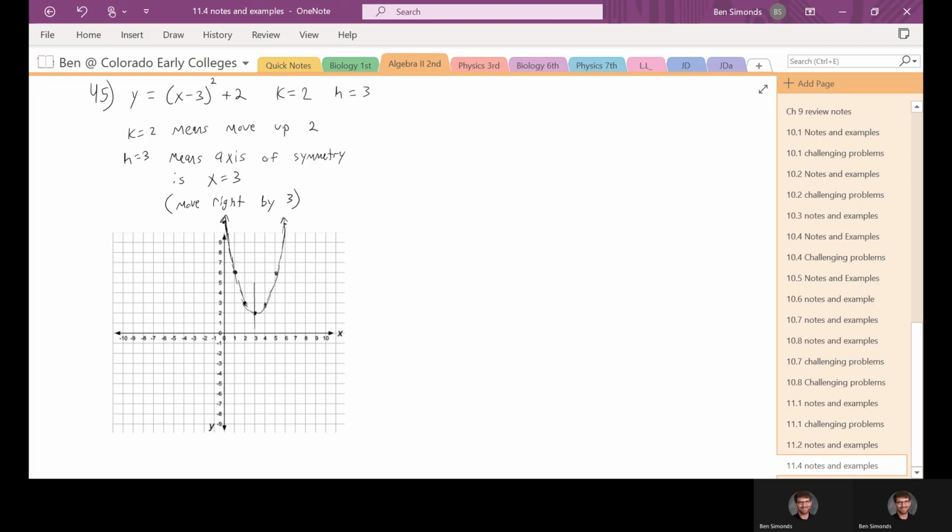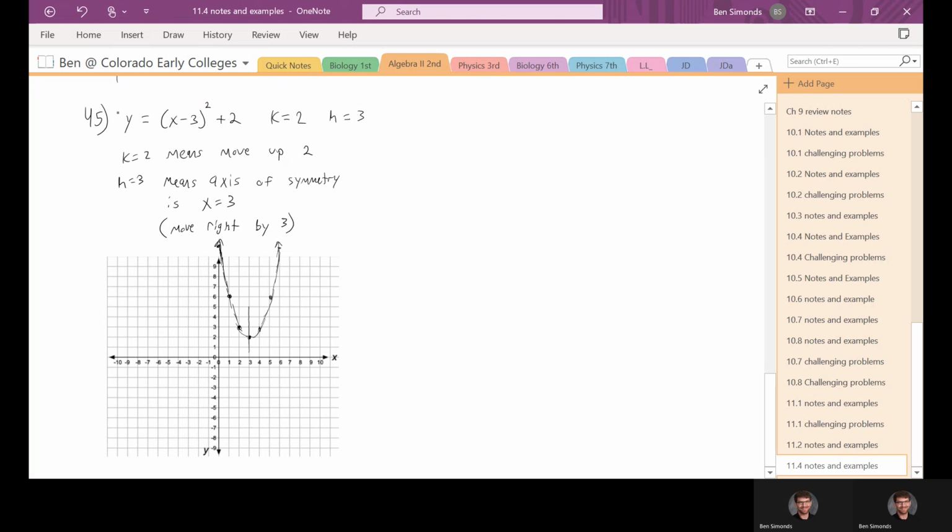And let's just do a quick double check using x equals 0 here. Let's do a quick check with our original equation to make sure that it checks out. So when x equals 0, we have 0 minus 3 gives us negative 3. We square that to get a positive 9. And then we add 2 to get 11. Checking our graph, we have x equals 0, y equals 11. So looks good. Everything checks out.